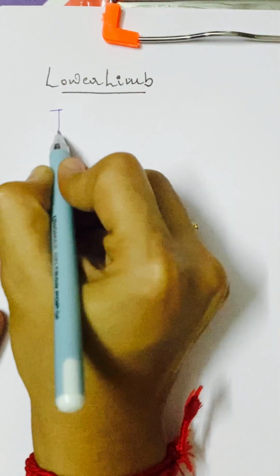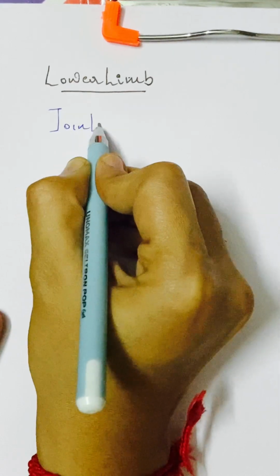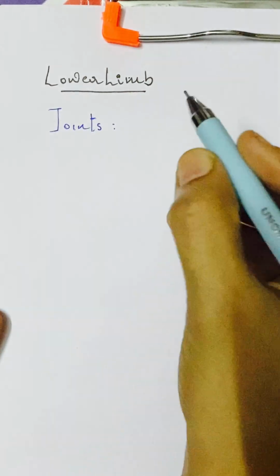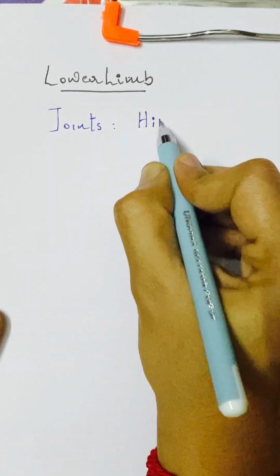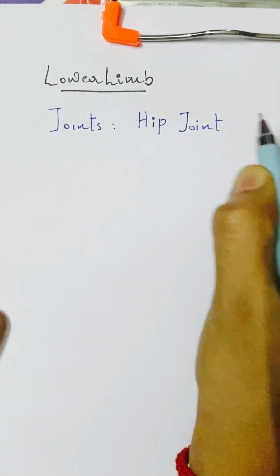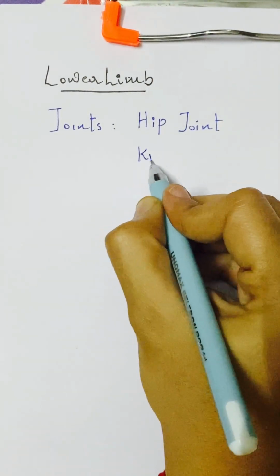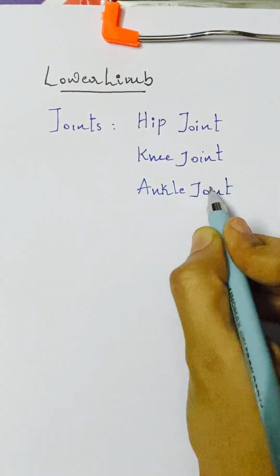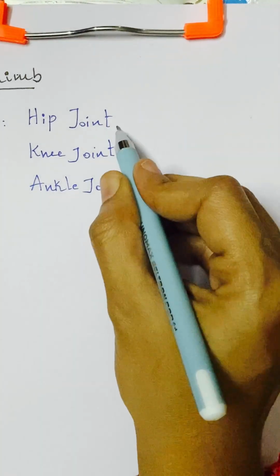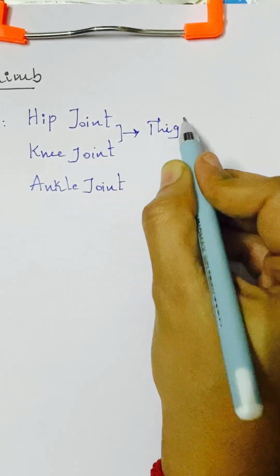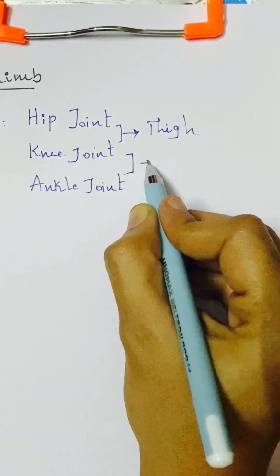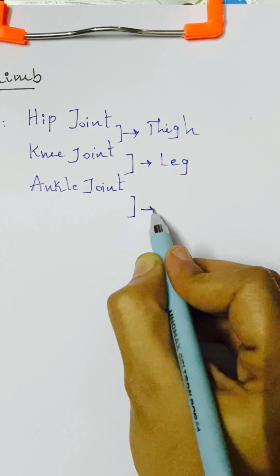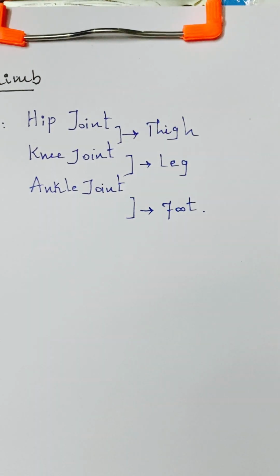This video is about the overall view of the lower limb. Now let's see the three main joints present in the lower limb: hip joint, knee joint, and ankle joint. Between the hip and knee joint is the thigh. Between the knee and ankle joint is the leg, and below the ankle is the foot.